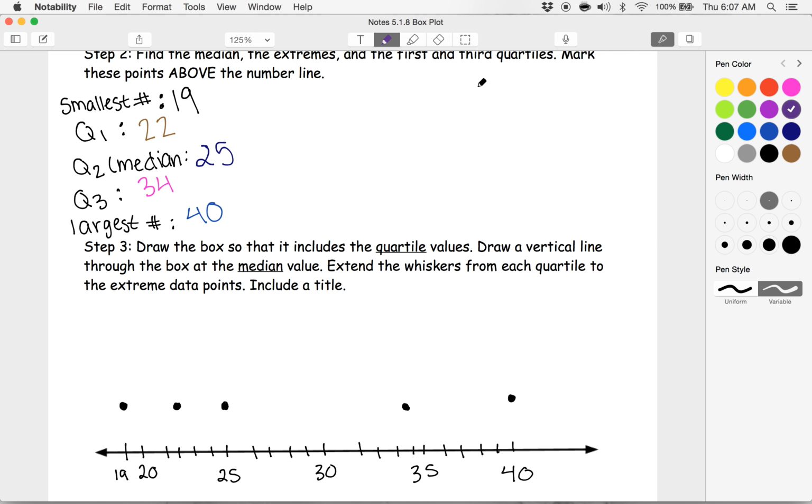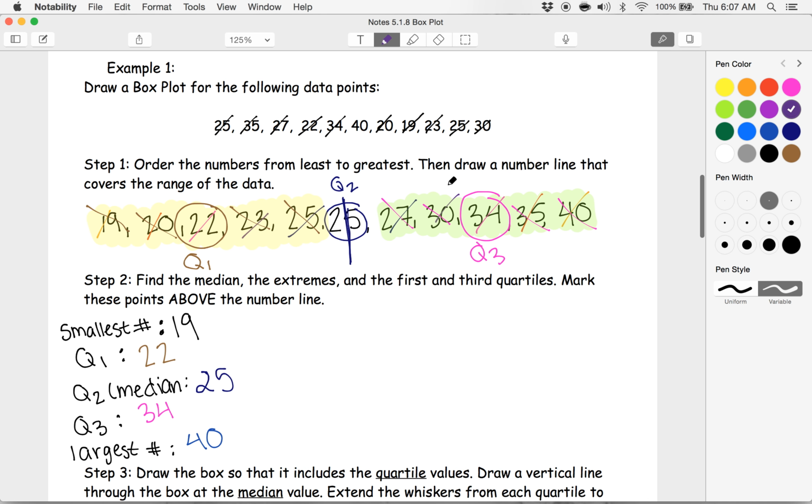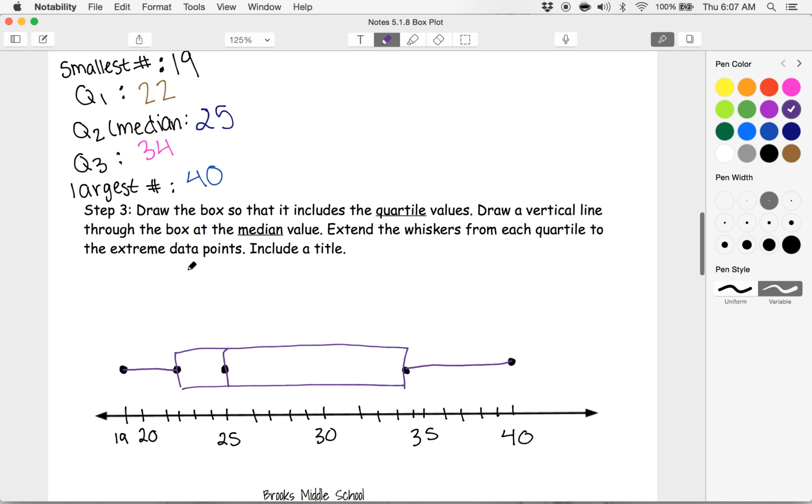So the way that you draw a box plot is you start at the smallest, you connect it to a quartile. You start at the largest, you connect it to the quartile. And the inside pieces, you make a box for. And that's a box plot. Now, when we do this, we usually would like to put a title. So our data wasn't talking about anything particular, so I'm going to just say box plot example 1.